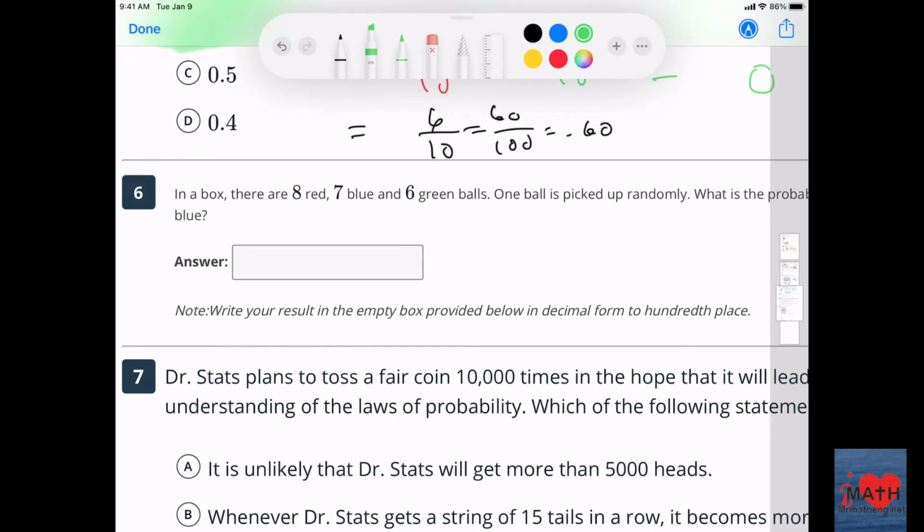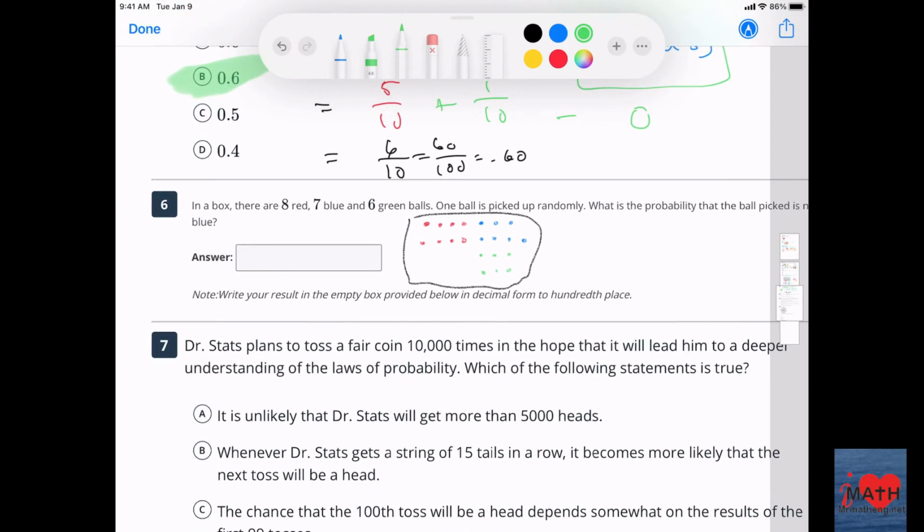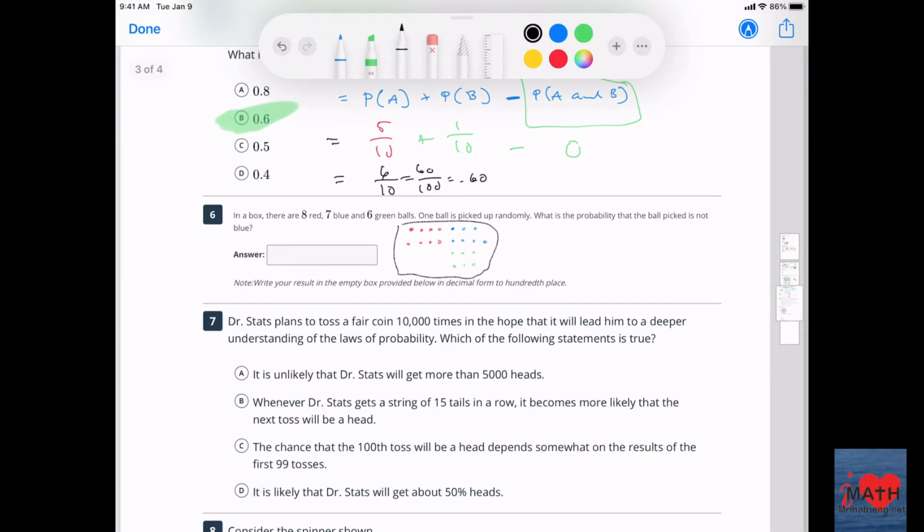Question number 6. In a box, there are 8 red. Let's draw a box. 1, 2, 3, 4, 5, 6, 7, 8. 7 blues and 6 greens. 1 ball is picked at random. What is the probability that the ball is not blue?